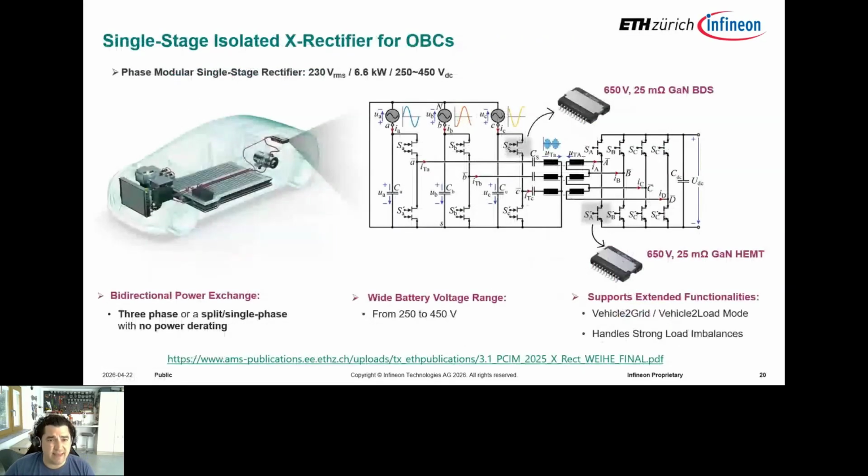So it's no surprise that they came up with this very advanced topology here. They call it the X rectifier, meaning extended functionality rectifier. And I would encourage you to take a look at the paper from PCIM last year. It's linked here. When you get the slides, you can take a look. And as I mentioned, this uses the 650 volt bidirectional switch and allows for full flexibility batteries from 250 to 450 volts with vehicle to grid, vehicle to load mode, handling strong imbalances with a lot of robustness.